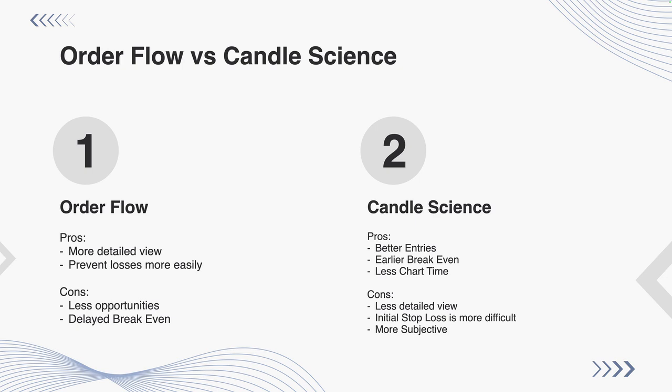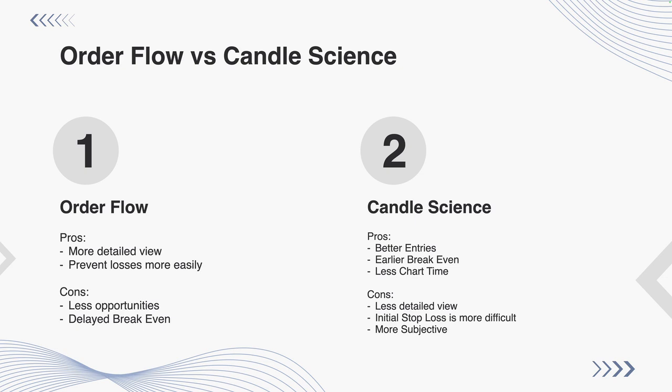Then the cons right there: less opportunities and delayed break even. And I would as well add in the cons, it's more chart time. It's oftentimes as well a little bit more confusing because what is a good order flow setup? What looks very good? You would have to see we are running highs, we have the perfect fair value gap, etc. So it's a little bit more confusing oftentimes. But again, it gives you a more detailed view. So I can 100% see as well if people like order flow entries more.